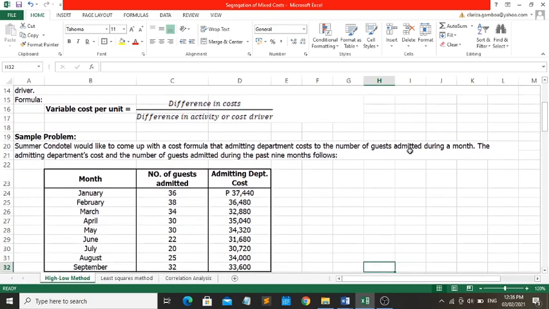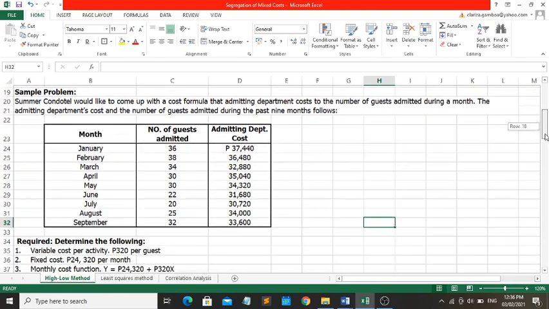So, our sample problem, Summer Condotel would like to come up with a cost formula that relates admitting department cost to the number of guests admitted during a month. The admitting department's cost and the number of guests admitted during the past 9 months follow. So, nagbigay siya ng data, number of guests admitted at admitting department cost. So, ang gustong gawin daw ni Summer Condotel ay gumawa ng cost formula para makita yung relationship ng number of guests admitted at admitting department cost. Kumbaga, magkano kaya para malaman nila yung magiging admitting department cost nila kapag nagbago yung number ng guests na ina-admit nila.